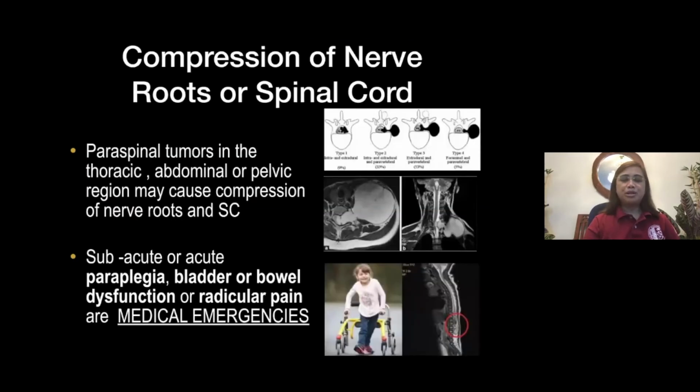Paraspinal tumors in the thoracic, abdominal, or pelvic region may cause compression of the nerve roots and the spinal cord. Subacute or acute paraplegia and bladder dysfunction can be secondary to these tumors, and these are medical emergencies.